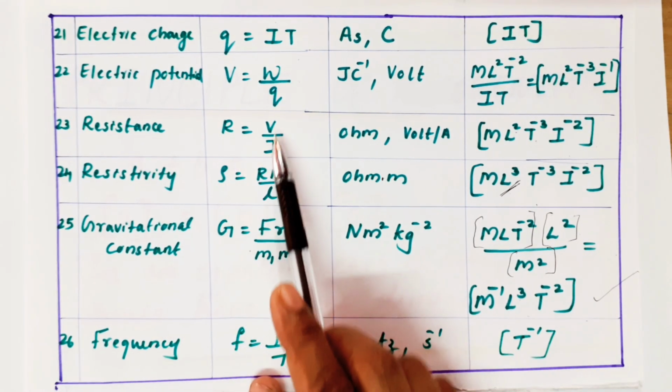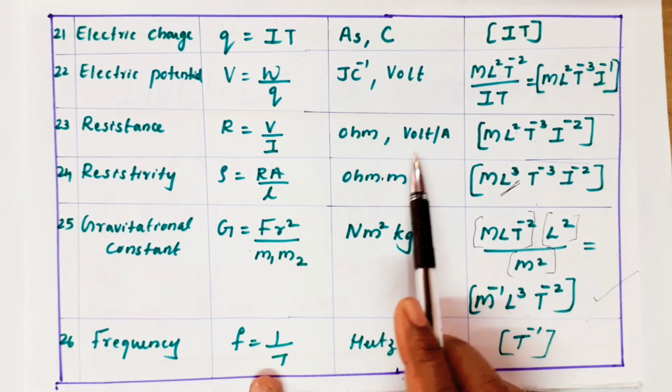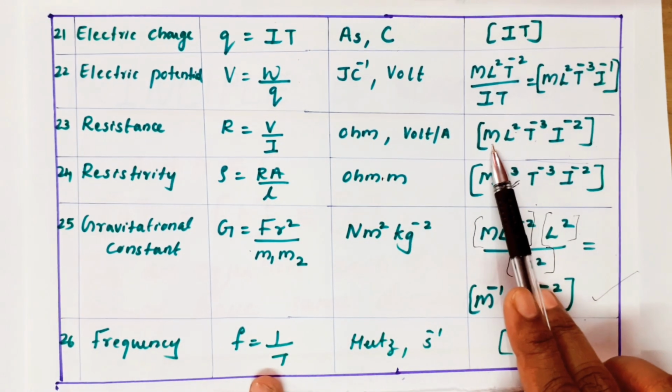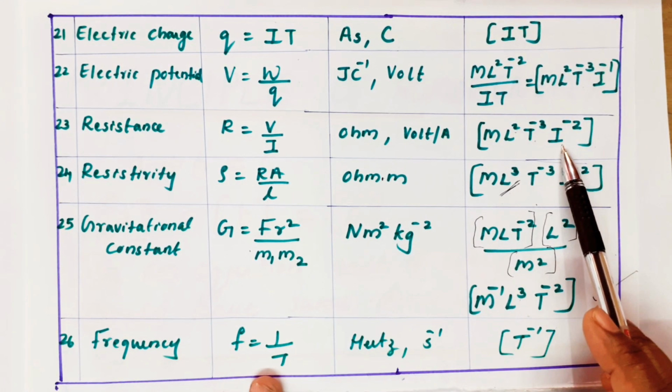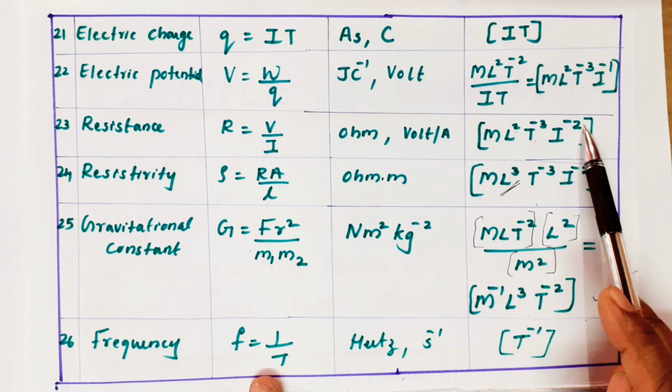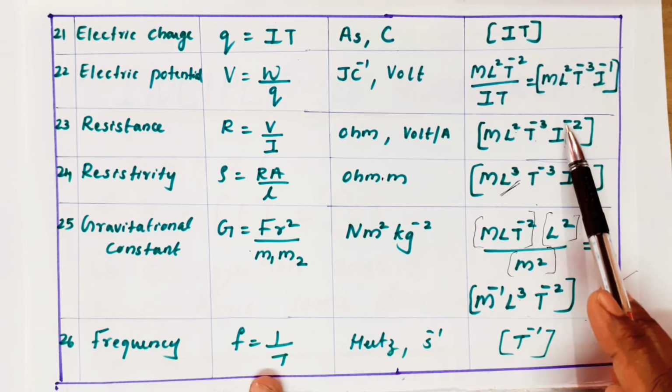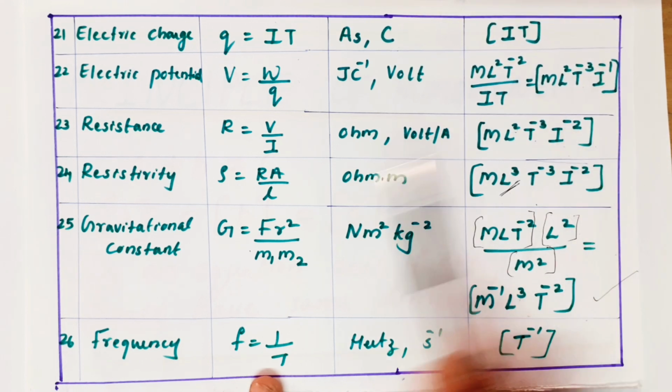Resistance R equals V by I. Ohm or volt per ampere. It can also be written as volt in the numerator divided by ampere, which means one more term is coming in the current. Here it is minus 1 but here it becomes minus 2.